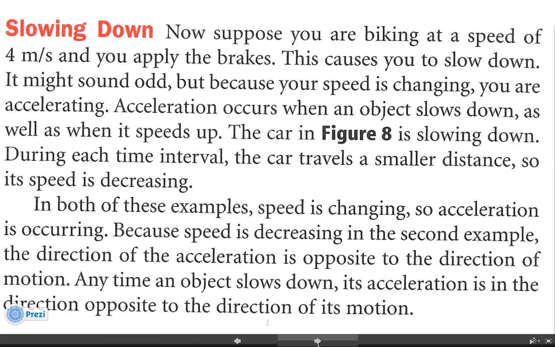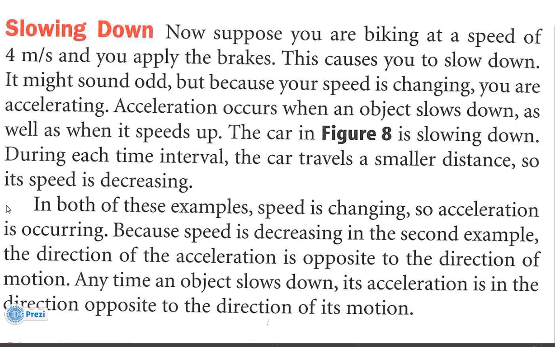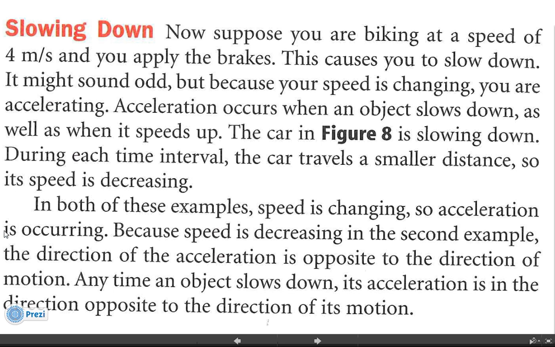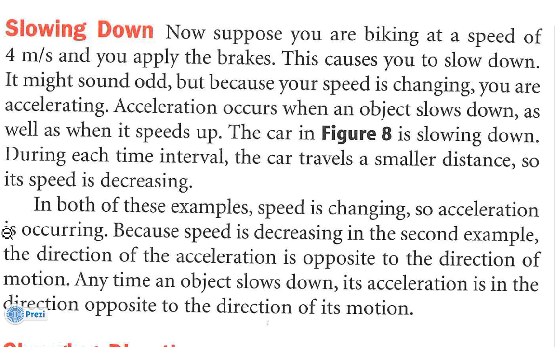Slowing down. Now suppose you are biking at a speed of 4 meters per second and you apply the brakes. This causes you to slow down. It might sound odd, but because your speed is changing, you are accelerating. Acceleration occurs when an object slows down as well as when it speeds up. The car in figure 8 is slowing down. During each time interval, the car travels a smaller distance, so its speed is decreasing. In both of these examples, speed is changing, so acceleration is occurring. Because speed is decreasing in the second.